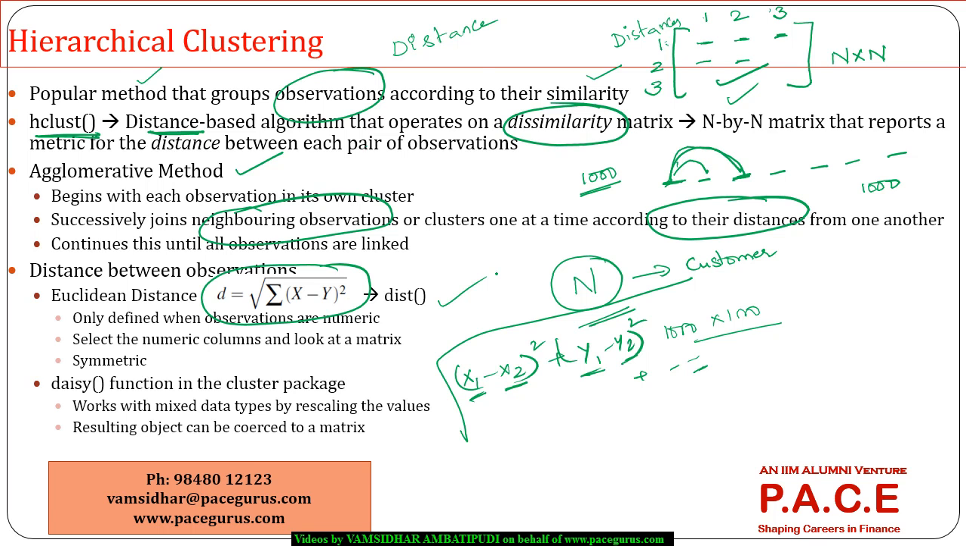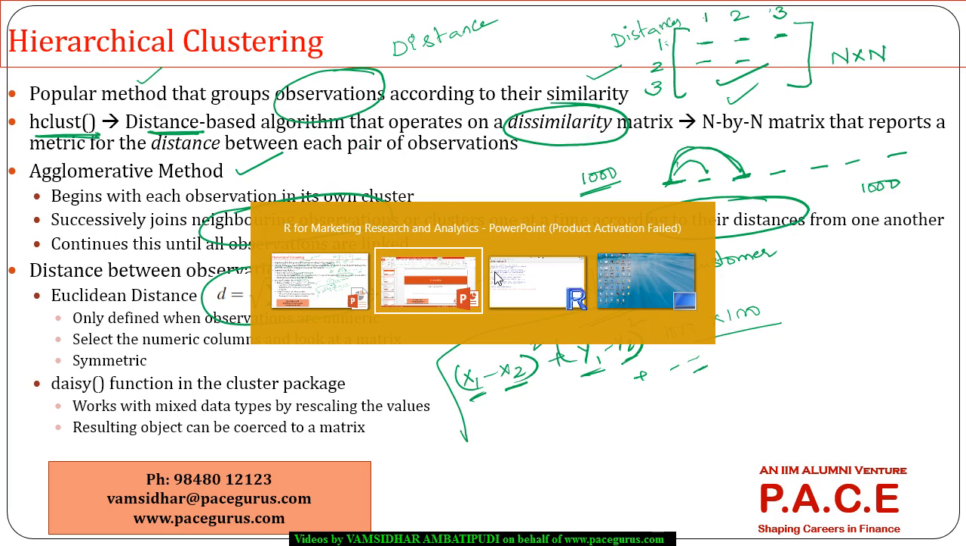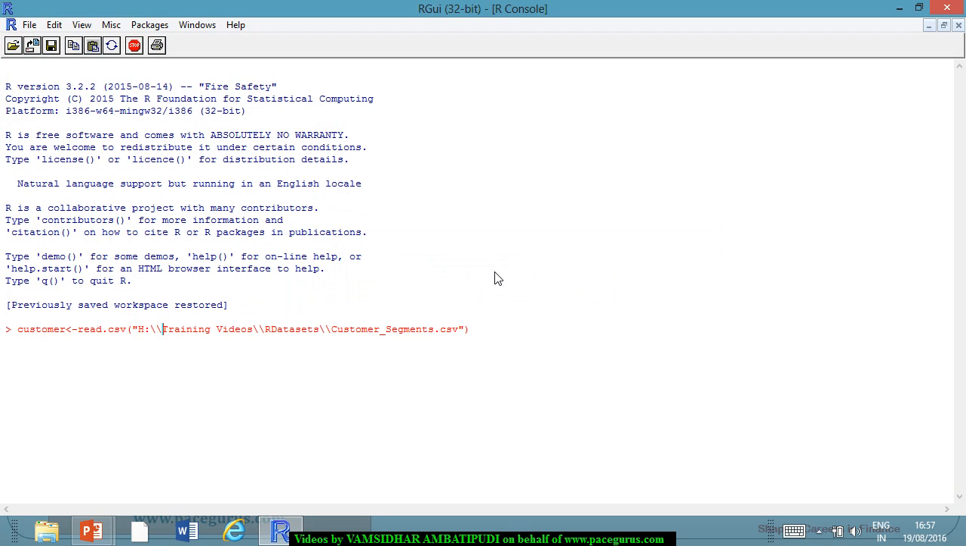So let me take the data set first. I'll use this particular data set, the customer segments related data set. If I want to see what is there as a part of this, I'm quickly looking at the dim, which is saying it's 300 rows and 7 columns. That is what is there as a part of this particular data set. Let me do head to see what is there.